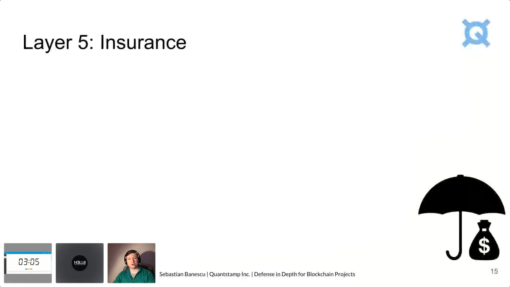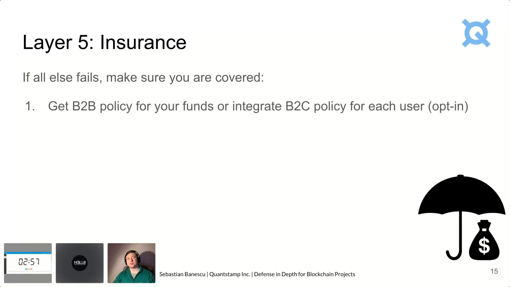The last layer is insurance. In the case of insurance, if all fails, you should make sure you're covered. Here you can decide whether you want a business-to-business insurance policy where all of your funds are insured, and in case of a hack, you are responsible to distribute the proportional amount of funds to your end users. But better yet, you can do a business-to-customer policy where each of the end users of a DApp are able to opt in to buy this policy when they deposit funds or provide liquidity or whatever, or they can decide not to buy it, right?